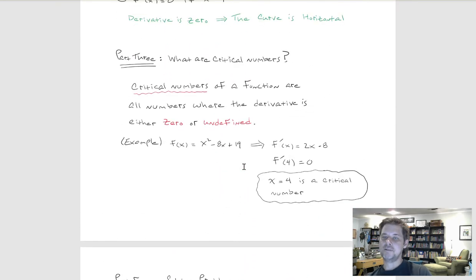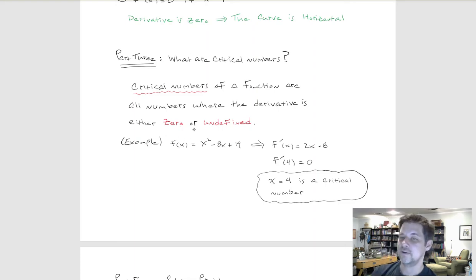Okay, so let's see. Here's that function I was talking about earlier. So the derivative of that is going to be 2x minus 8. Okay, so here's f prime. Here's the derivative. If you plug 4 into that, what happens? 2 times 4, that's 8. Minus 8, that's 0. 4 is a critical number. Critical number is all numbers where the derivative is 0 or undefined.